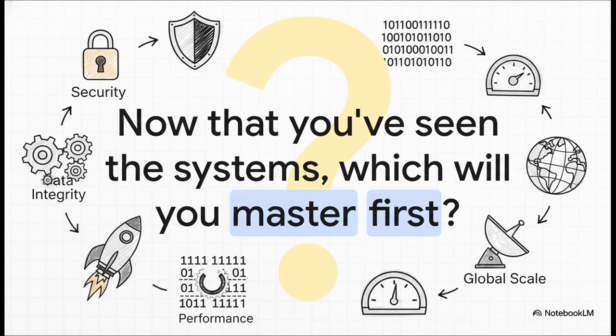So there you have it. From securing the front door and keeping your data safe, to making things feel instant and scaling to millions of users, these are the concepts that really separate a simple API from a rock-solid backend system. They're the true building blocks of the modern web. The only question left is, which one are you going to dive into next?